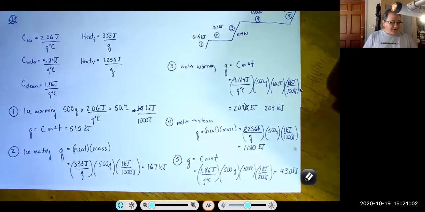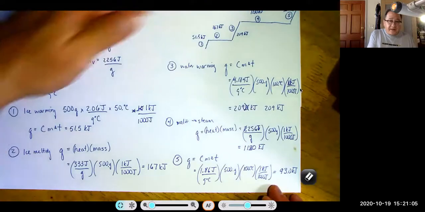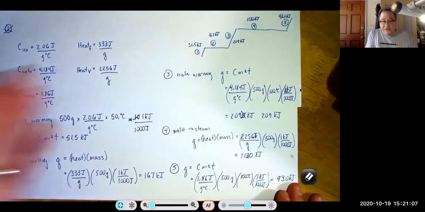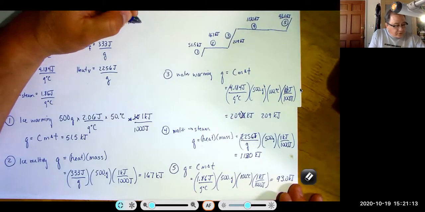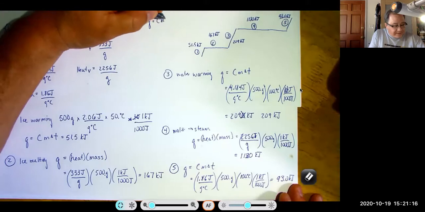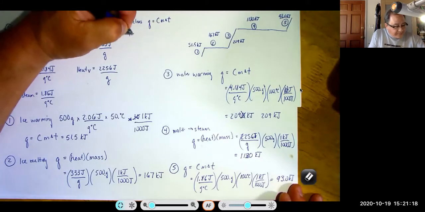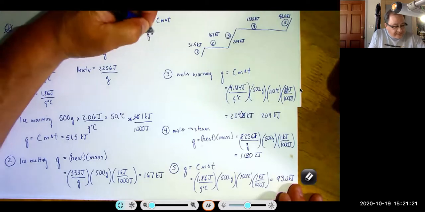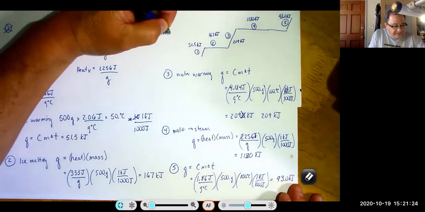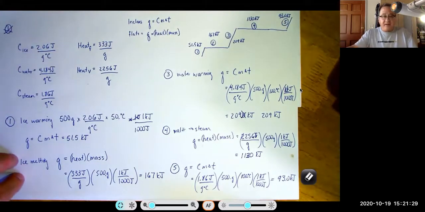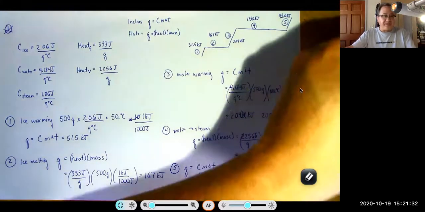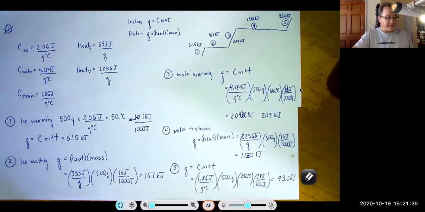So the most important thing to remember is that for the flats, you use one calculation, and for the inclines, you use another. For the inclines, you use Q equals C m delta T. And for the flats, you use Q is equal to heat times mass. And of course, you have to be given some of these values to be able to do that. You're not expected to memorize a whole bunch of specific heat capacities or heats of fusion or heat of vaporization. Okay, so there's that. Let's see if we have any more here.